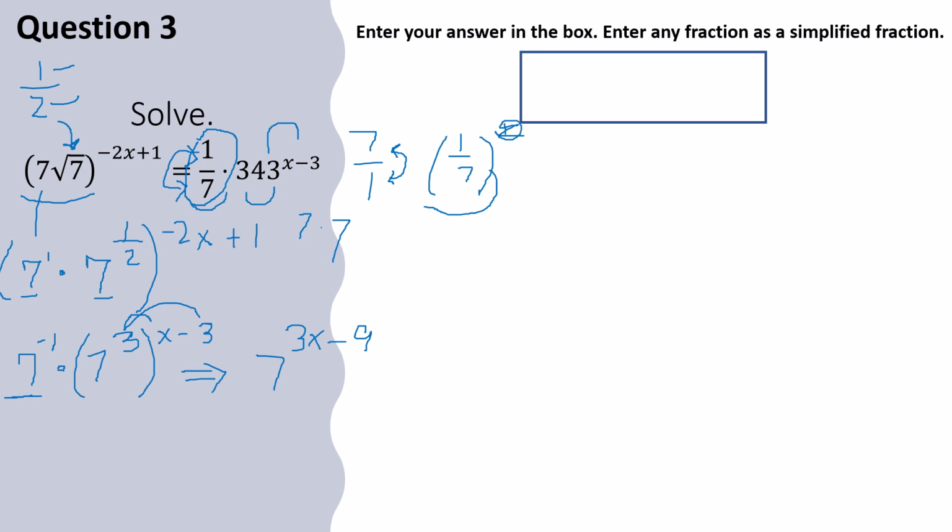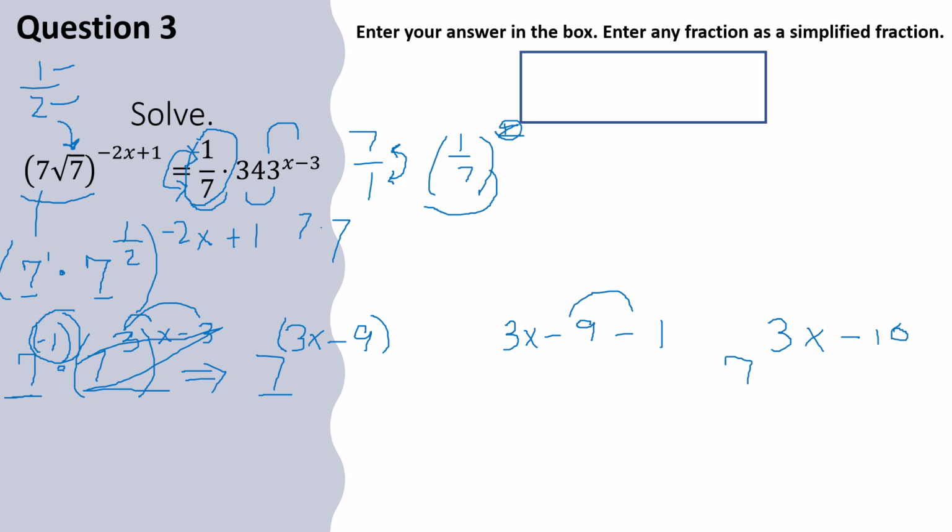All right, so we've rewritten that. And then we have the same base. When we multiply two numbers with the same base, we add those exponents. So let's take those exponents. I'll take the 3x minus 9 and write that down. And then we're going to add this exponent here. We're going to add a negative 1. So negative 9 plus a negative 1 is negative 10. 3x minus 10. And our base is 7. So this is the bottom one.